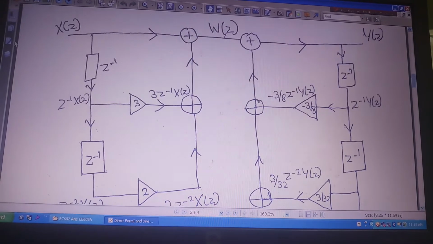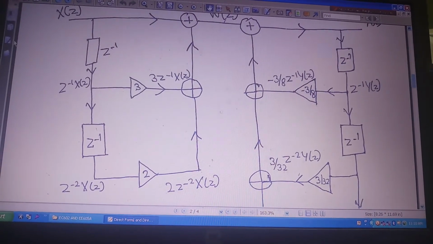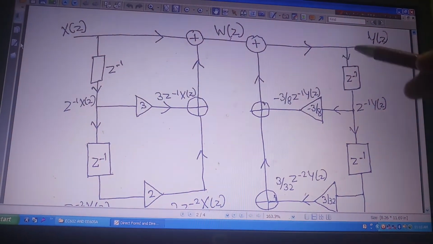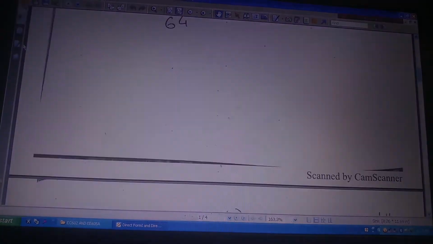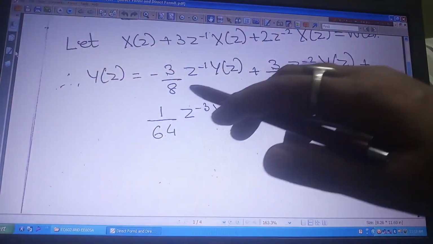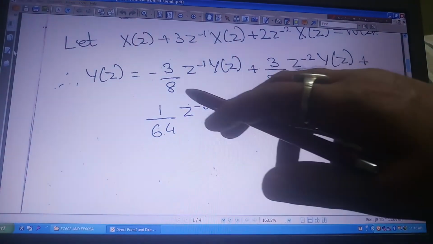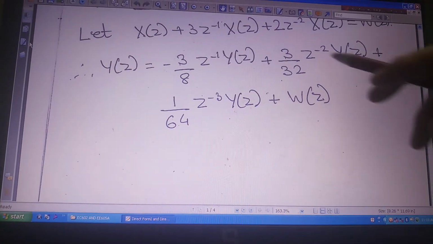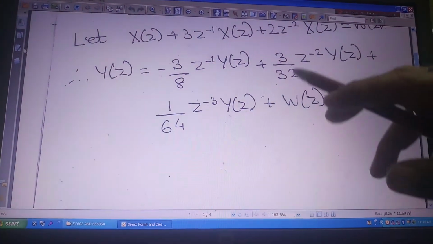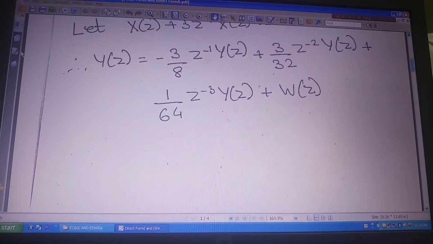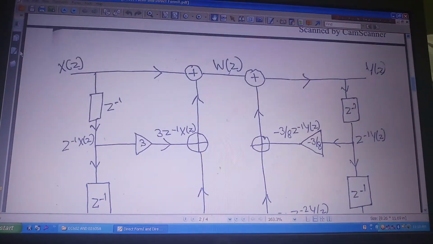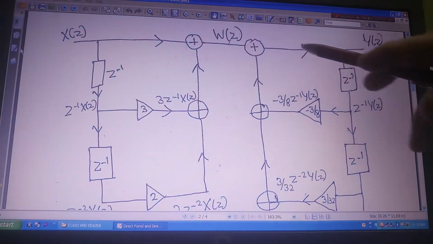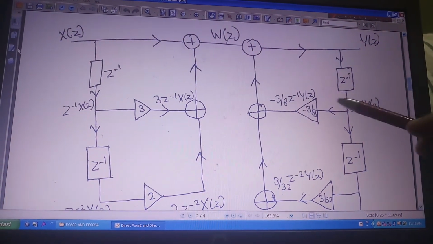Now let me see the other part as well. What I have over here is Y(z) is equal to minus 3 by 8 z inverse Y(z) plus 3 by 32 z to the power minus 2 Y(z) plus 1 by 64 z to the power minus 3 Y(z) plus W(z). So I have to realize this part using adders, multipliers and delays. How do I get this block diagram? W(z) is equal to Y(z), and I put a z inverse over here.